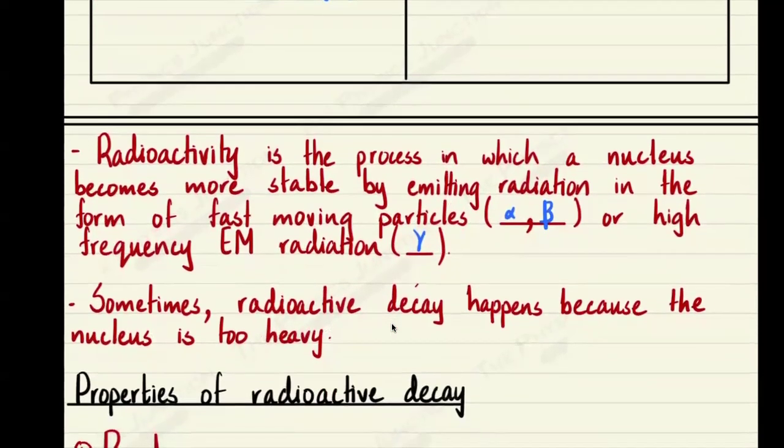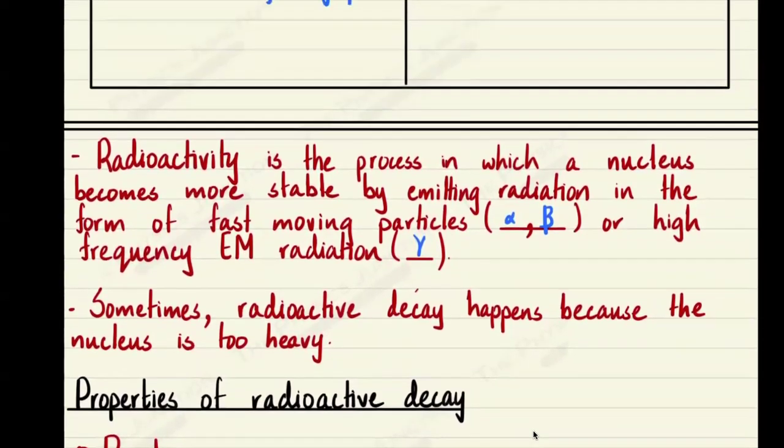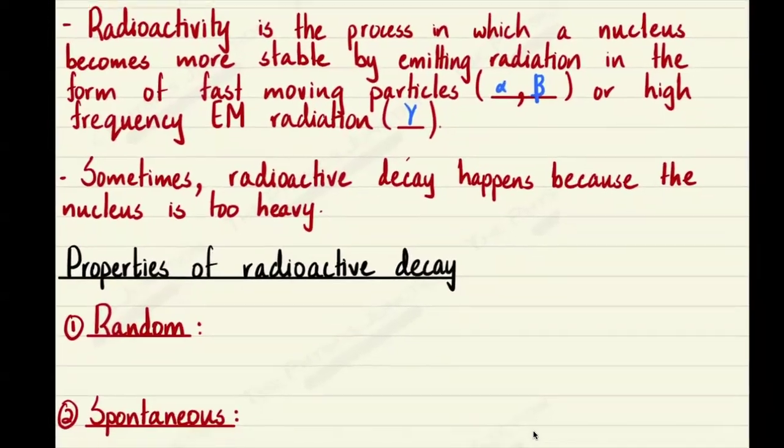Sometimes radioactivity happens because the nucleus is too heavy. Also, sometimes the nucleus has a lot of neutrons, so that's why radioactive decay happens. That's what's making it unstable. So sometimes that makes the nucleus become more stable. That's what radioactivity is. By the process of emissions, a more stable state is achieved.